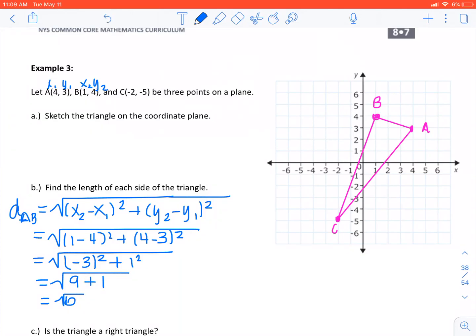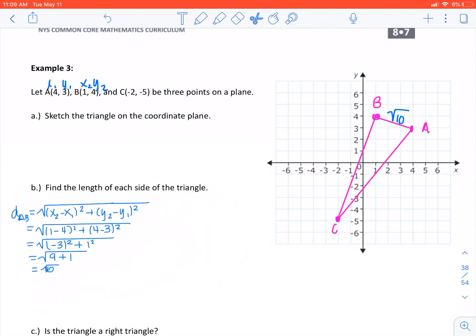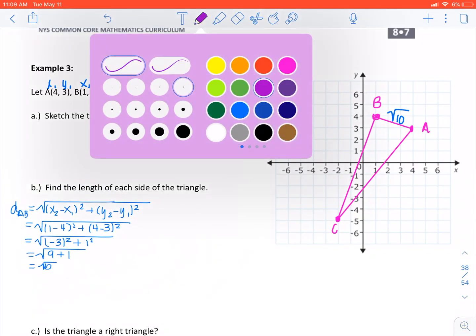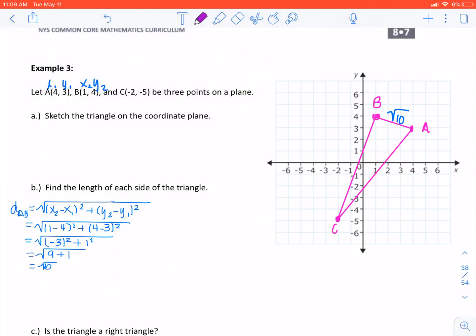Oh my goodness, I can't read that. Okay, so I'm going to just go label that on the graph. So that's the square root of 10. All right, so I want to fit all of this in one spot, so let me just make this a little smaller.